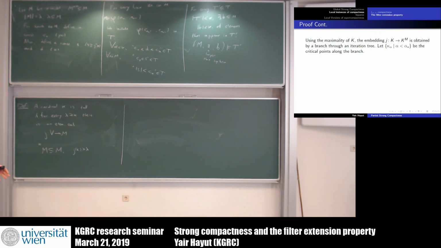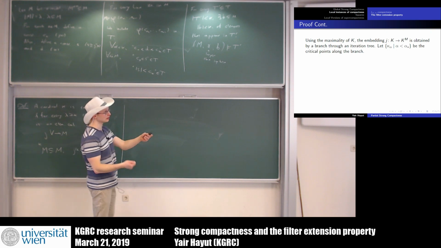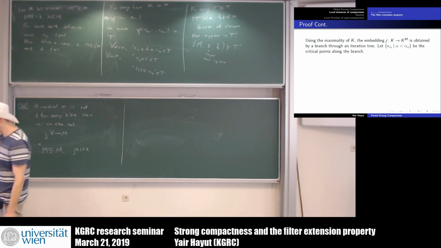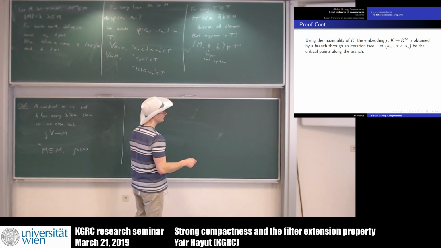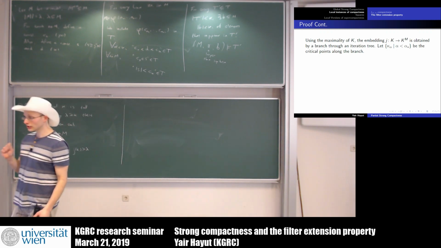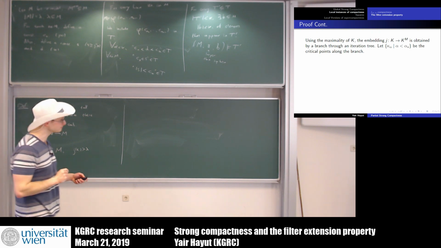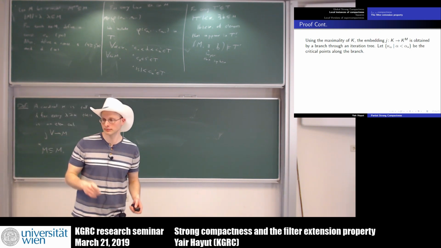It's not really important what exactly a branch for an iteration tree means, but for those of you that know, it helps, and for those of you that don't know, it just means that we apply some extenders from K in some order, or some of them are coming from different models, but it doesn't really matter. We have a list of critical points in this process, and this list is increasing, and it contains only regular cardinals from the point of view of K.